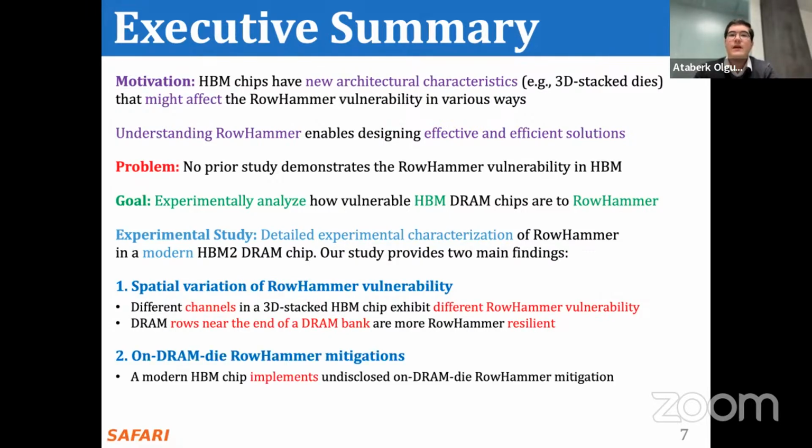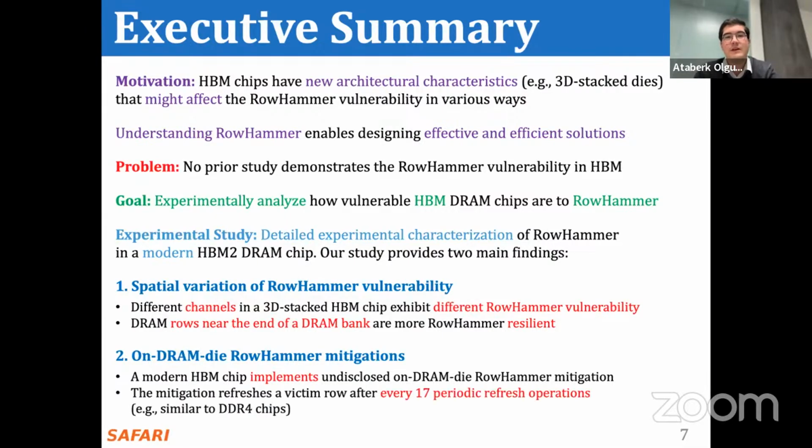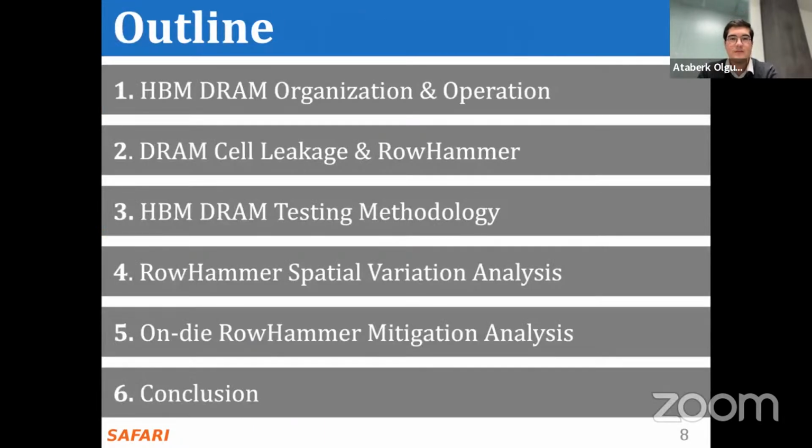Second, we show that a modern HBM DRAM chip implements undisclosed on-DRAM die RowHammer mitigation techniques. We find that this particular mitigation mechanism refreshes a victim row after every 17 periodic refresh operations. This resembles a mitigation that prior work found exists in real DDR4 chips. So here's the outline of my talk.